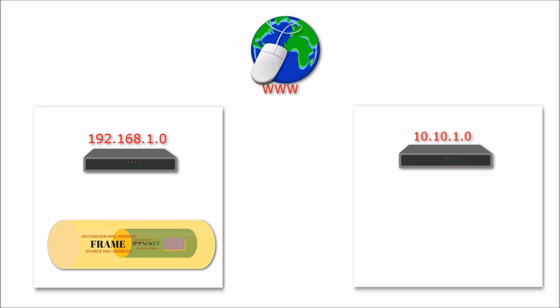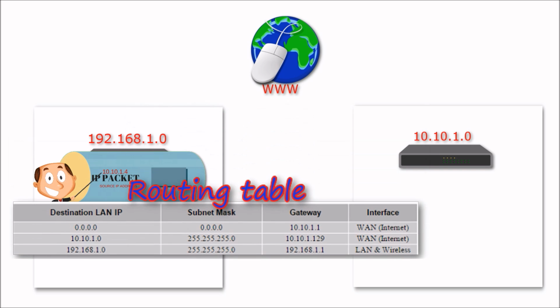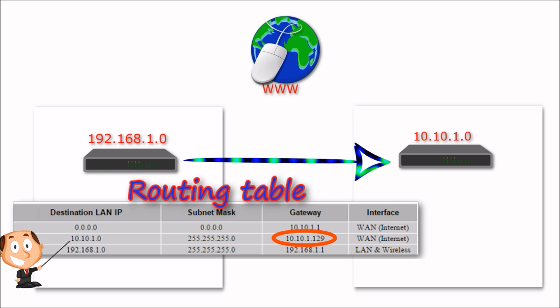So when a frame reaches a router, the packet within the frame is removed. The router uses the packet's destination IP address to determine where to route the packet. This is done by comparing the destination IP address to the information that is stored within the router's routing table.